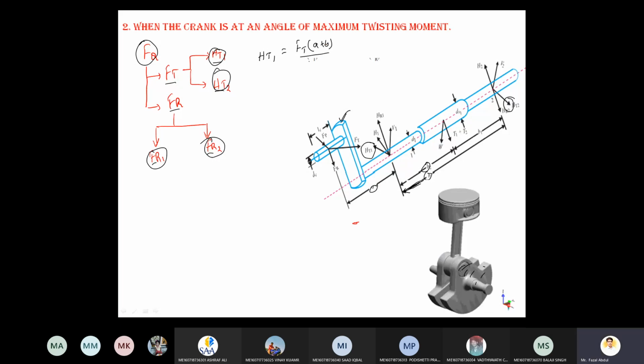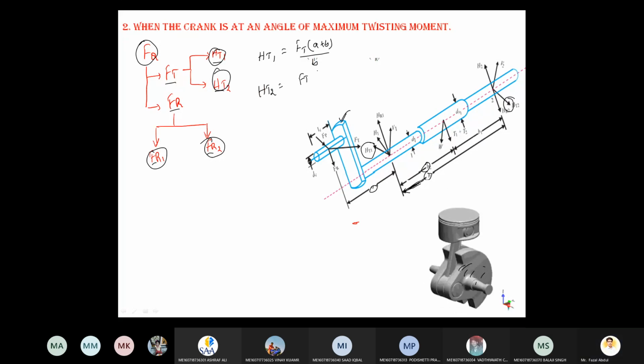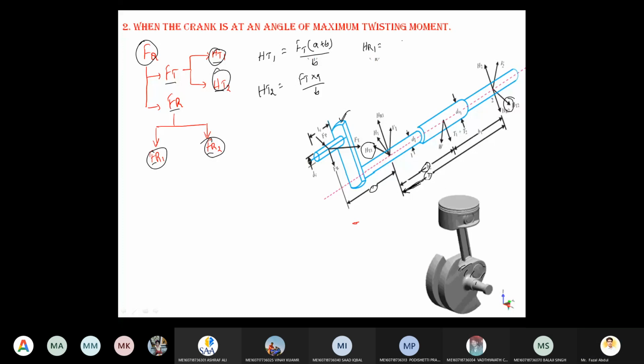Okay, and HT2 is Ft into A by B, and HR1 is Fr into (A plus B) by B, HR2 is Fr into A by B.